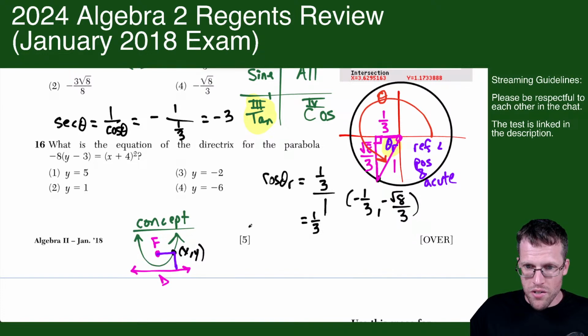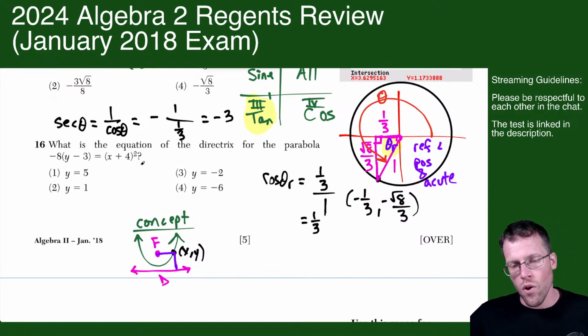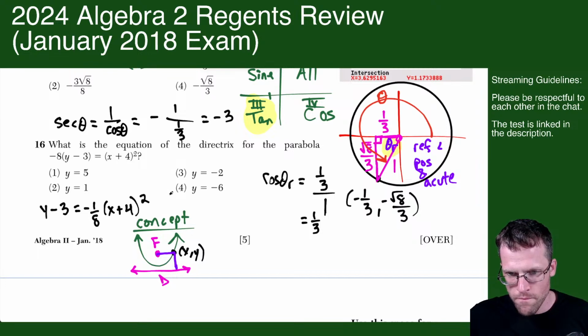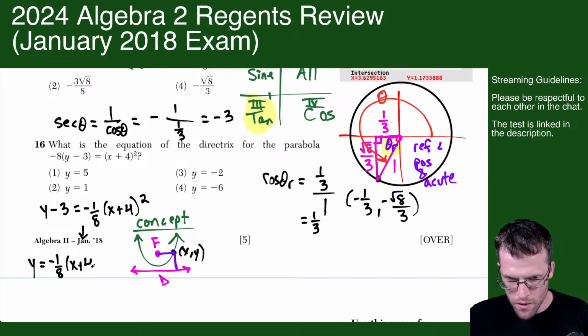Okay, so here, what is the equation of the directrix for the parabola given by this equation? For something like this, I'm either going to use the formula sheet that I gave you, or I'm just going to solve this for y. So I would divide by -8 on both sides. That gives me y minus 3 equals -1/8 (x plus 4) squared. Then if I add 3, I get y equals -1/8 (x plus 4) squared plus 3.